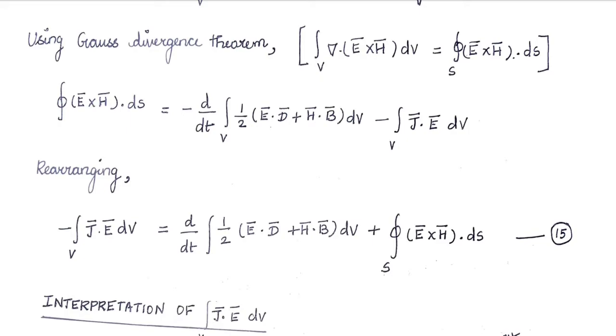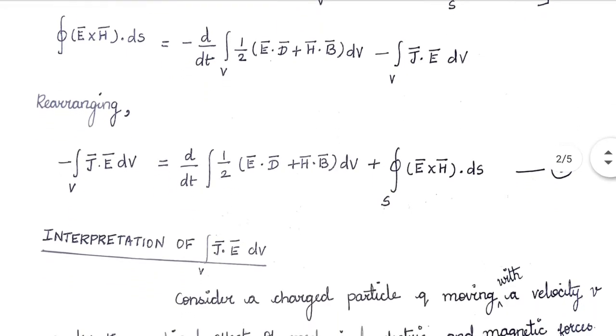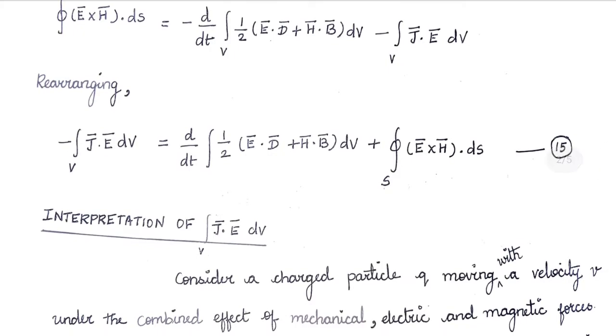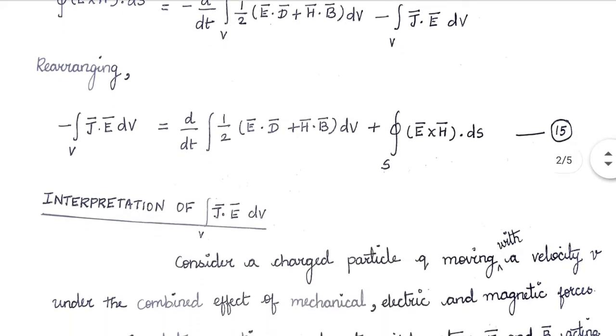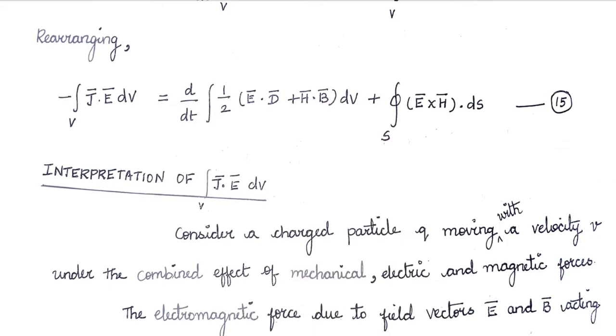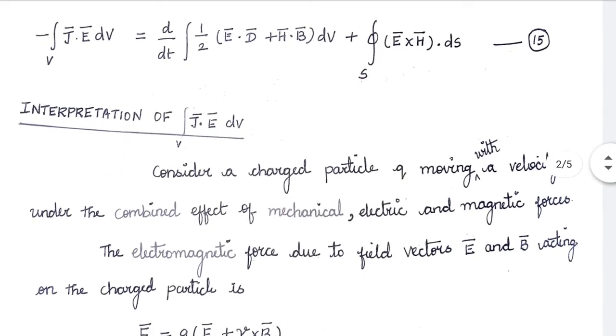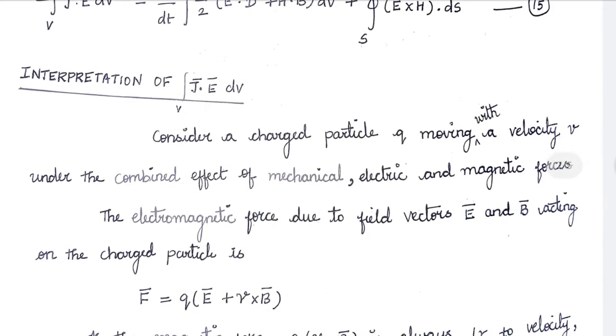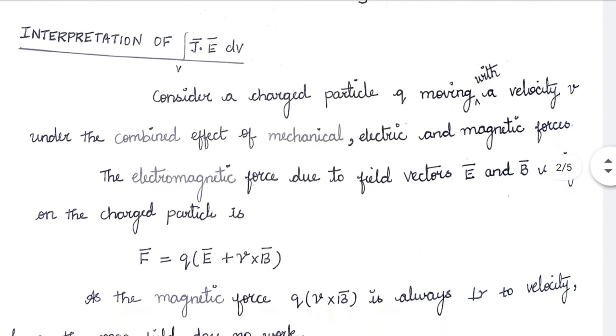So this is the main equation, called the energy equation, and here we are going to interpret each and every term of this equation to get the physical significance of what this energy equation represents. Now let us get the physical significance of the left hand side, that is the integral over V of J dot E dV. For this, let us consider a charged particle of charge q which moves with a velocity v under the combined effect of mechanical, electrical and magnetic forces.